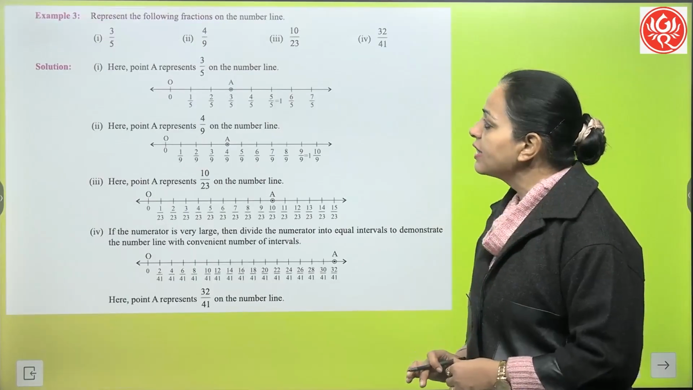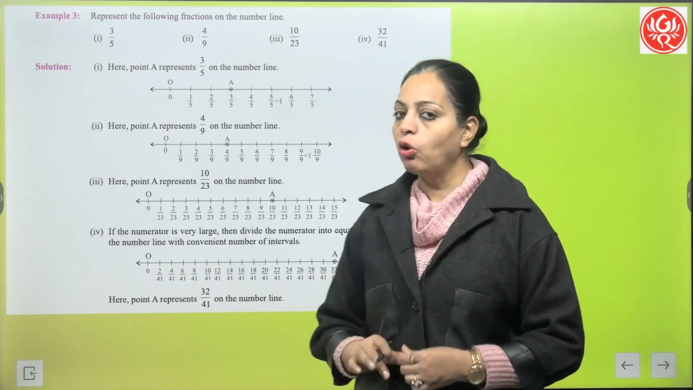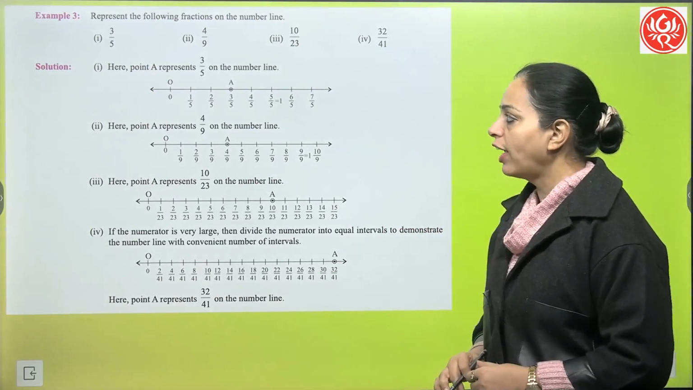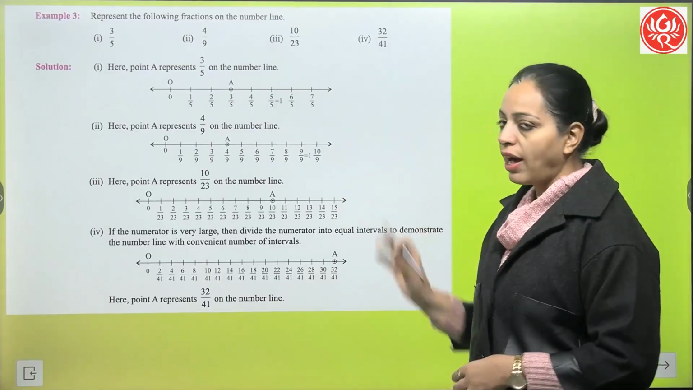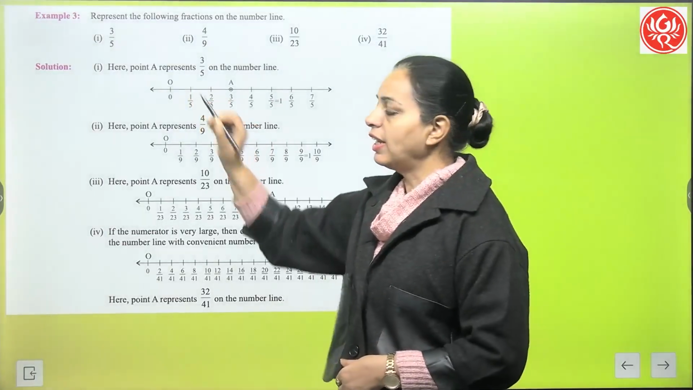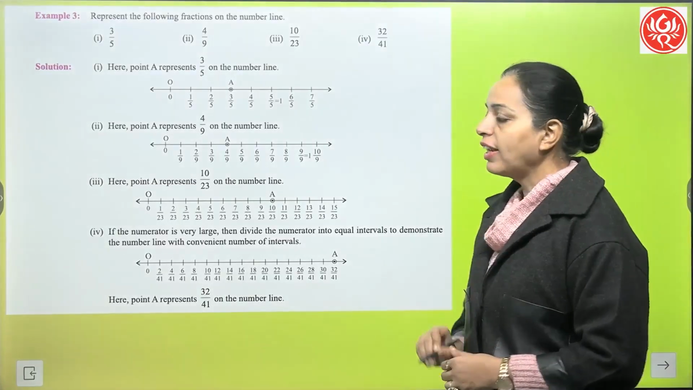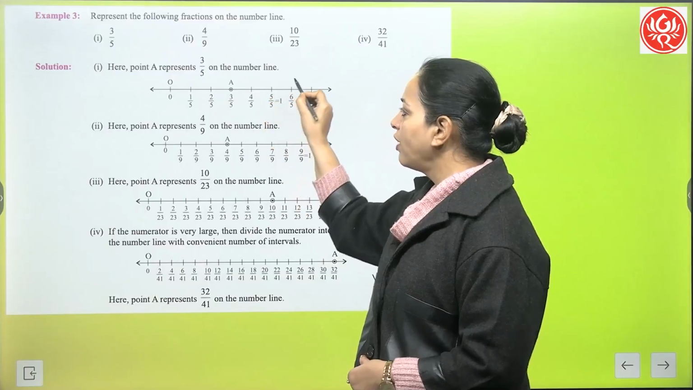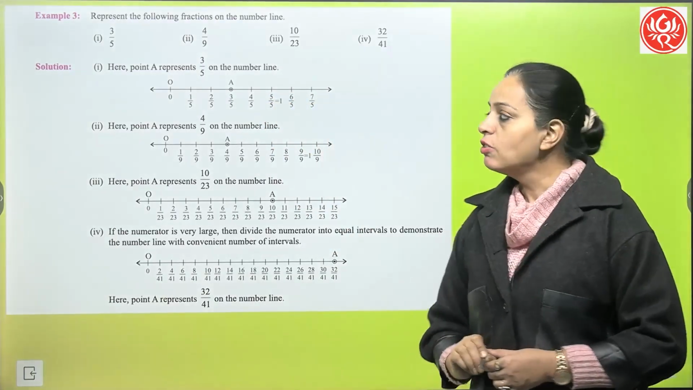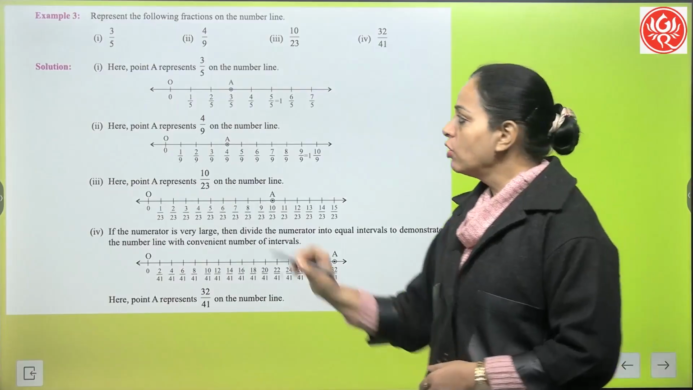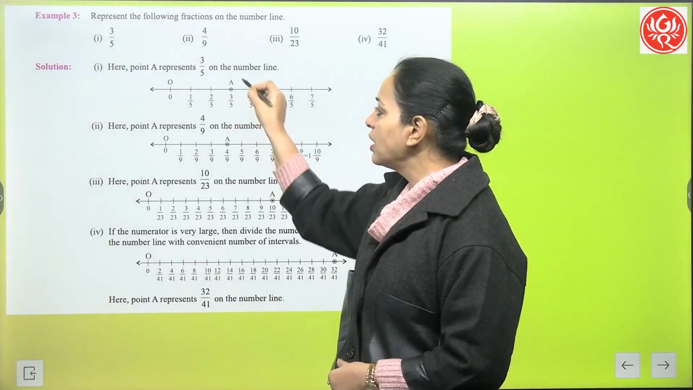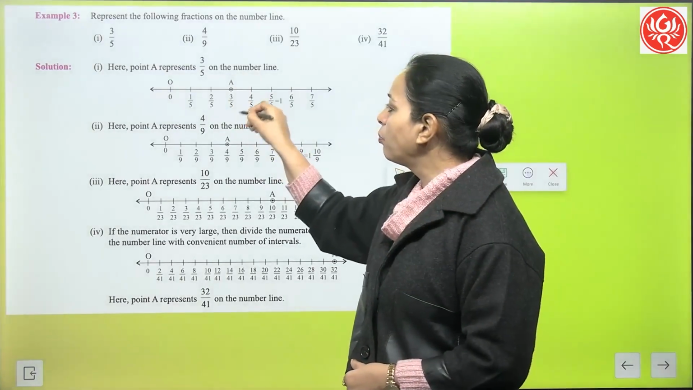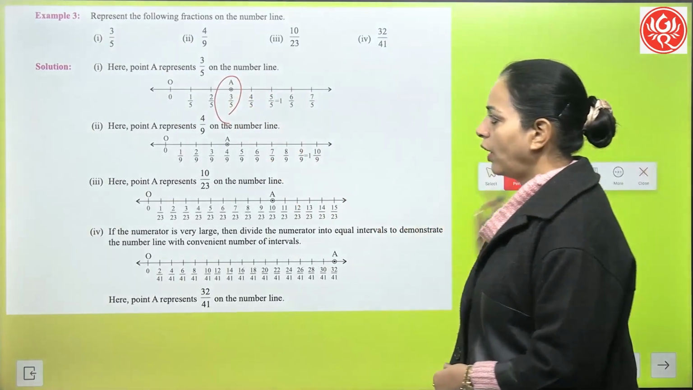Now the next is example 3. Represent the following fractions on the number line. First one, 3 upon 5. So what you do? Draw a line, mark 0, take it as O. अब हम क्या करेंगे? Equal intervals लेंगे. 1, 2, 3, 4, 5, 6, 7 like this. So we have to show 3 by 5. So 1, 2, 3. So this is 3 upon 5. इसको हम mark कर देंगे with point A, right?